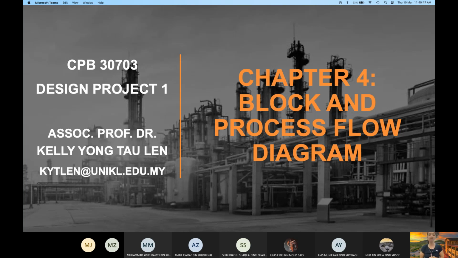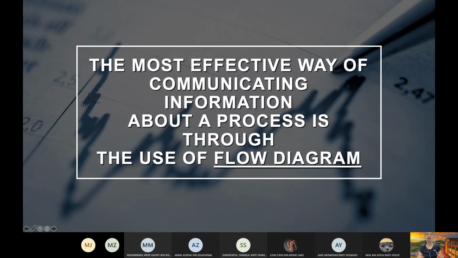Okay, so today is an important chapter because we will learn how to do block and process flow diagram. So this is the most important part of your design, and without this, you cannot actually complete part 1 of your project. Okay, so we will learn how we do block and process flow diagram.